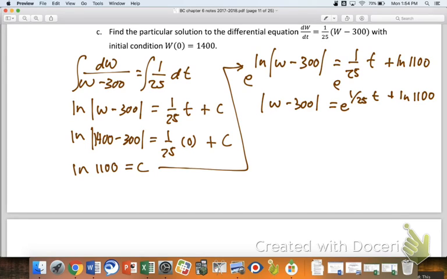I know for certain that w minus 300 is positive because my initial condition was w is 1400. So I would say that my final answer is w equals 300 plus e to the 1/25 t plus natural log of 1100, and all of its various forms. There are plenty of forms. So what do you think?